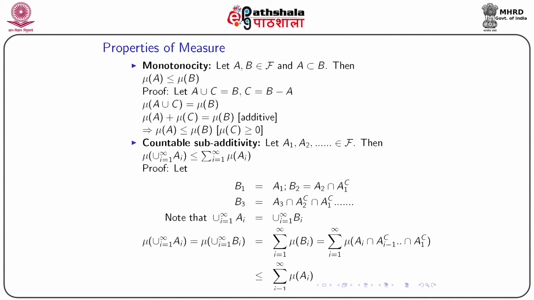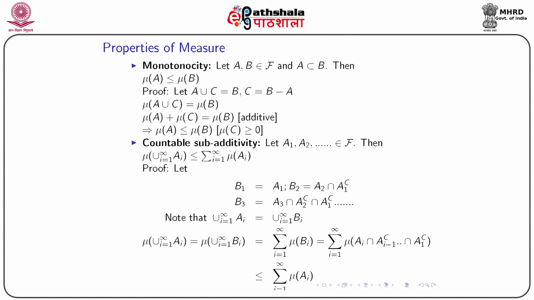Now, using the monotonicity, we can claim that the measure defined on the intersection set is less than or equal to mu of Ai. This completes the proof. So, these are the two properties that are very important for a measure. One is monotonicity, the other one is countable subadditivity.